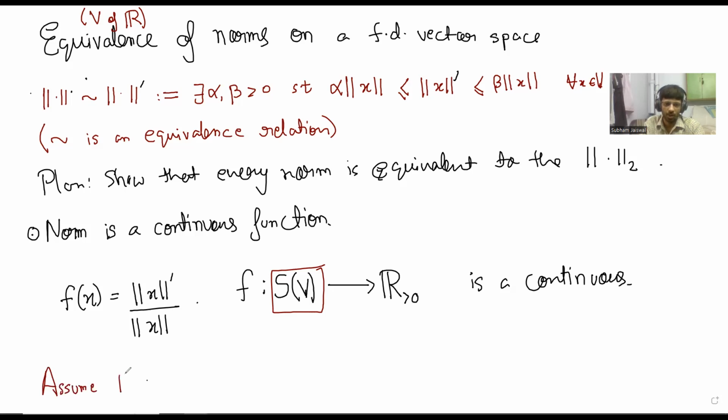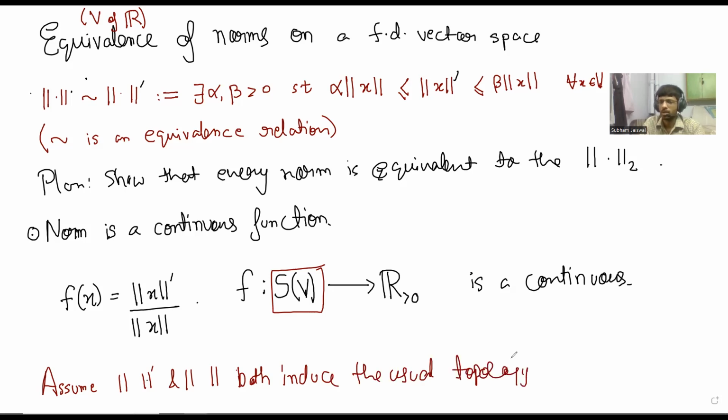So assume that this and this both induce the usual topology. And usual topology means the balls are the usual balls in the two norm. I'll give you an example. For example, if you take the two norm, then the unit circle is this. And if you take the one norm, then it's this. But these two are inducing the same topology.